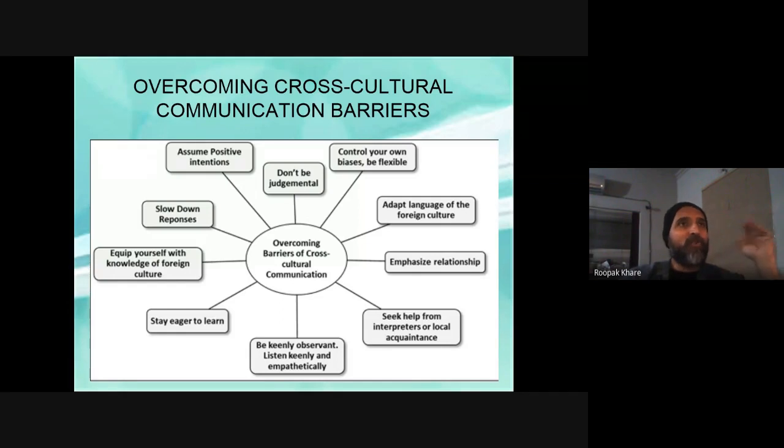Slow down your responses. Don't be in a hurry to respond, right? And assume positive intentions. This is most crucial. You should always believe that the other person in front of you is positive, is good, is trustworthy, is nice, is interested in your business, right? So when you have positive opinions about people in front of you, you automatically start behaving positively. Your body language oozes positivity, and hence that's how good communication grows, cross cultural communication, right? So keep all these things in mind.